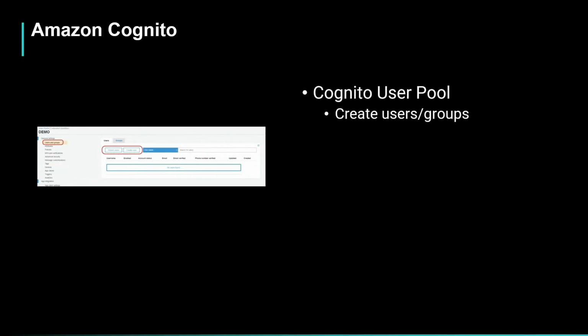Now we've got the user pool created. What you go on to do now is create users, or possibly import users if you've got a lot of them and you've got a file that you can generate to batch import them.